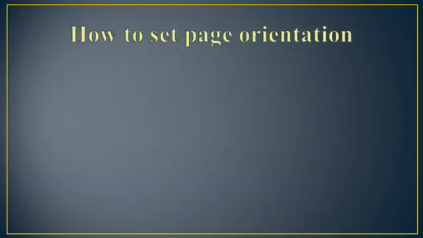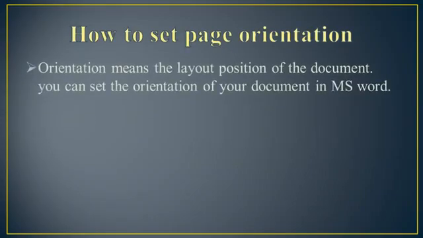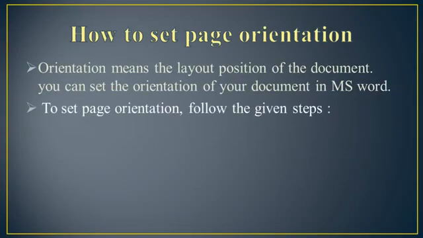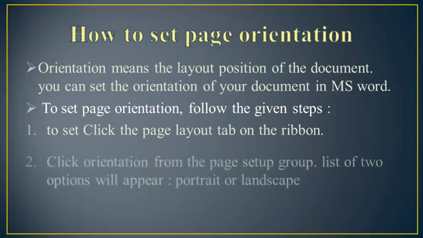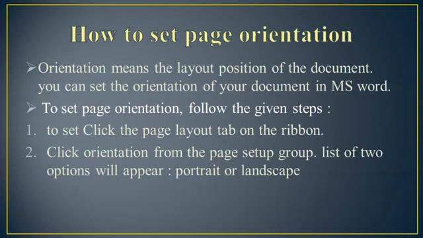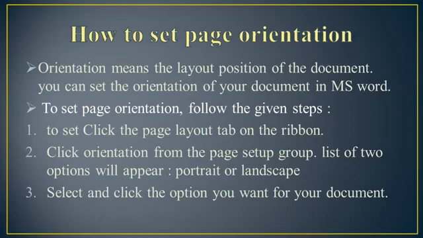Moving to the next one, how to set page orientation. Orientation means the layout position of the document. You can set the orientation of your document in MS Word. If you want to change the page orientation, follow the given steps. First one is to click the Page Layout tab on the ribbon. Click Orientation. From the Page Setup Group, a list of two options will appear: Portrait or Landscape. Third one is select and click the option you want for your document.